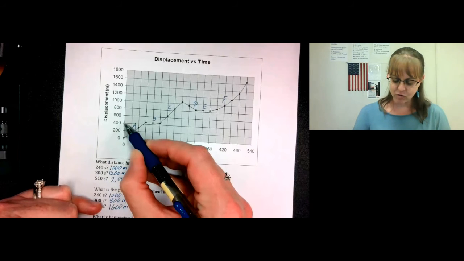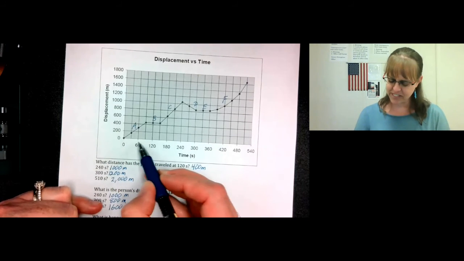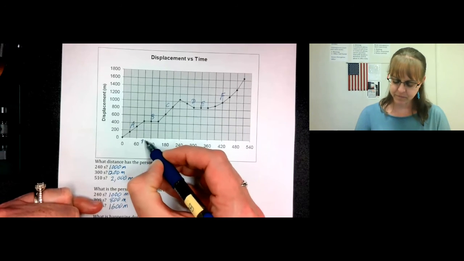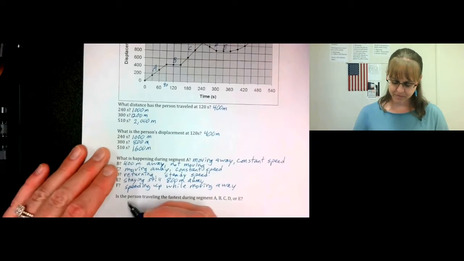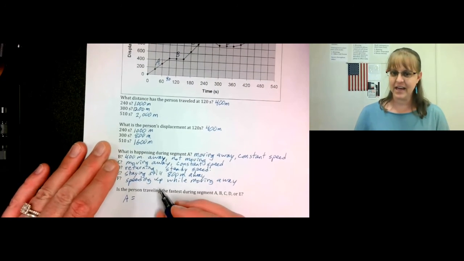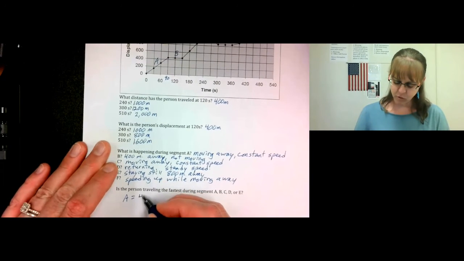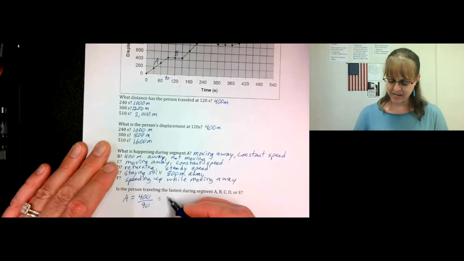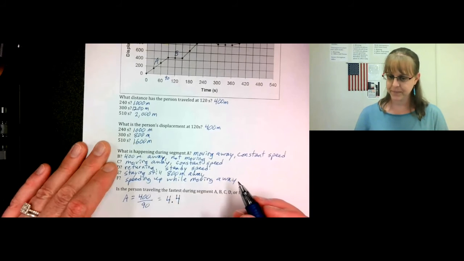This one is having a rise of 400 and a run of halfway between 60 and 120, which would be 90. So we have A has a rise of 400, a run of 90, and 400 divided by 90 gives me a slope of 4.4.